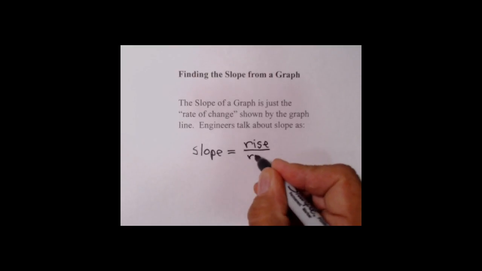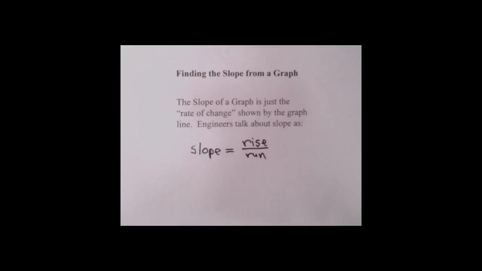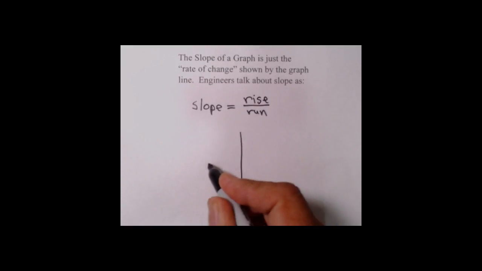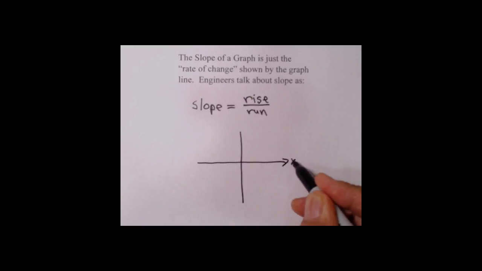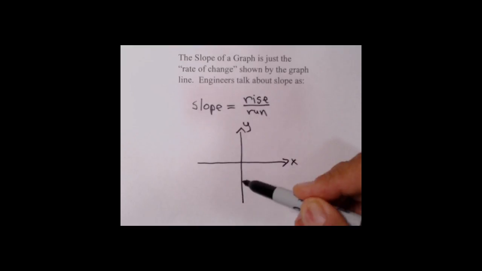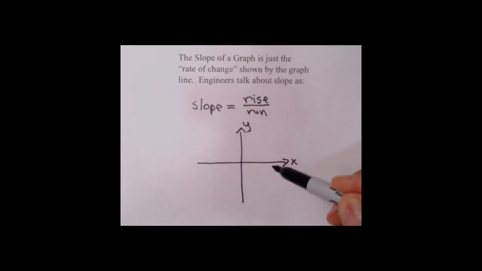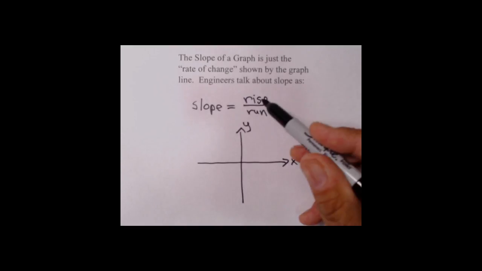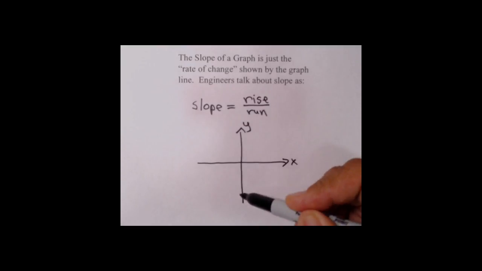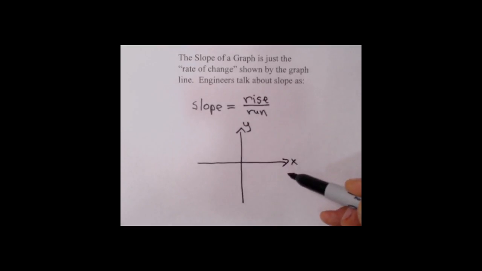Now, rise over run. We make ourselves an XY axis here, with X going to the right as usual and Y going upstairs. The rise is along the Y direction. The run is along the horizontal direction. So when we talk about slope as rise over run, we're talking about how y changes compared to how x changes. We'll show you some good examples of this shortly.